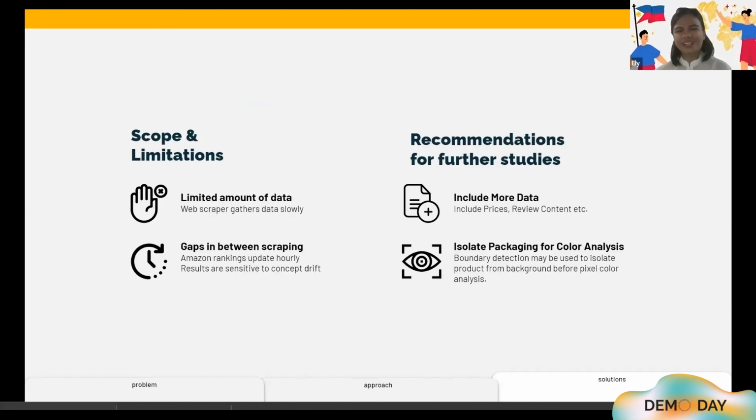Our project also had some limitations. Due to platform constraints, we had to scrape slowly, and so we gathered limited data. We also had gaps between our data acquisition, which impacted Amazon rankings that are generated hourly. This also makes our data sensitive to concept drift. For further studies, we recommend including more features and using boundary detection to isolate the product packaging and photos.